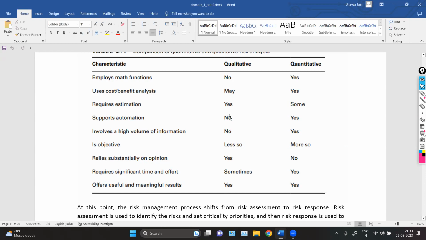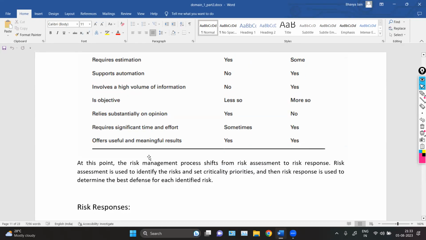It depends on your team. It varies from organization to organization. In the quantitative approach, we can use risk assessment tools for the analysis. Does it involve a high value of information? No and yes, because you need to evaluate each and every asset and assign a dollar value to each one. Then you need the EF factor, etc. Is it objective? Yes, more so. Does it rely on opinion? Less so, no. It requires significant time and effort sometimes, but it offers useful and meaningful results.